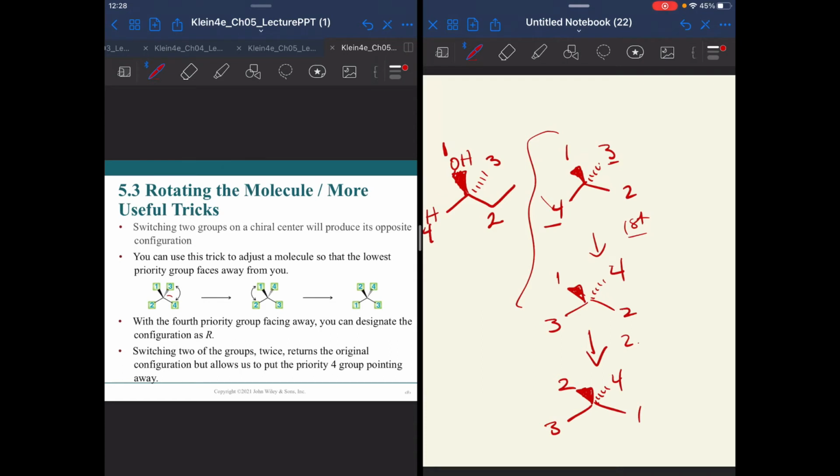Now you can just use the rules. 1, 2, 3. It's going counterclockwise. 4 is to the back, so this is S. That means this here is S. You want to practice with these. I don't give you a lot with the fourth priority in the plane, but I typically give you 1 on a quiz and 1 on an exam, so you need to be able to handle it.